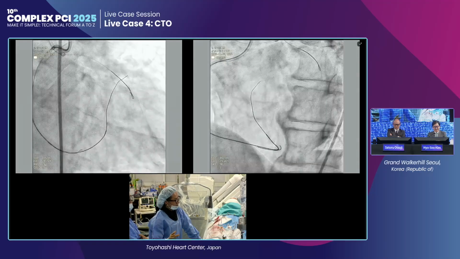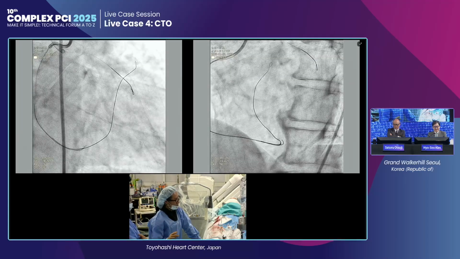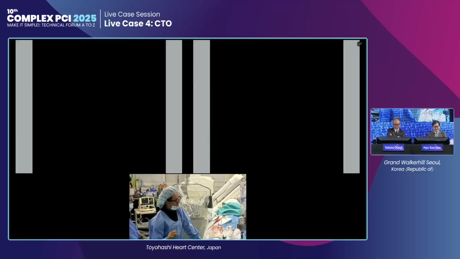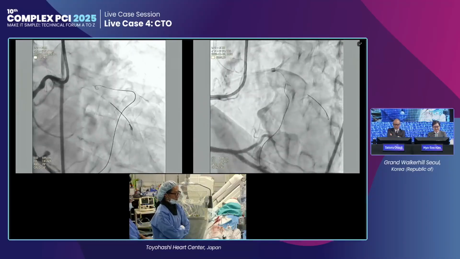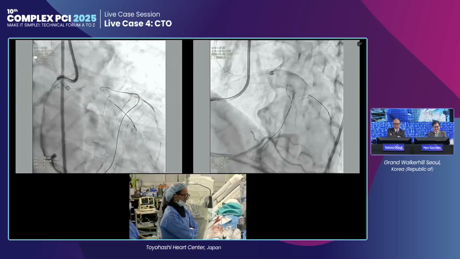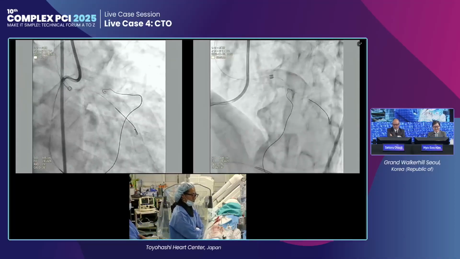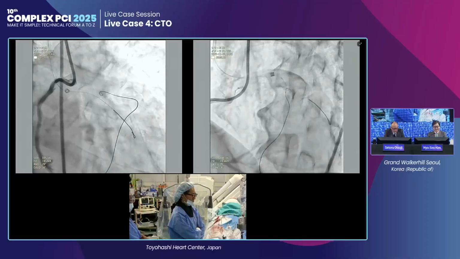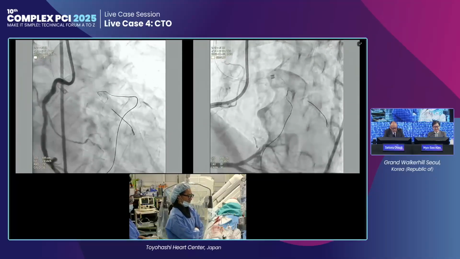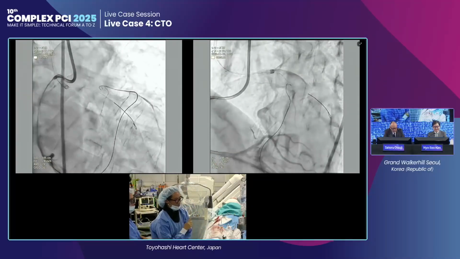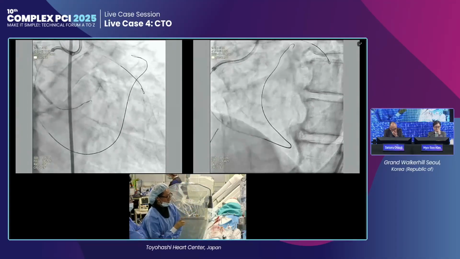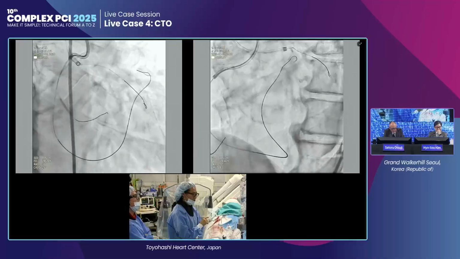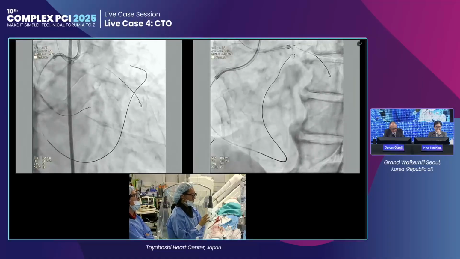XCR can advance towards the LAD. However, no microcatheter can advance because that is a very, very tiny channel. And so next, I performed the anchor balloon technique and changed the design. The microcatheter could be advanced more proximally.